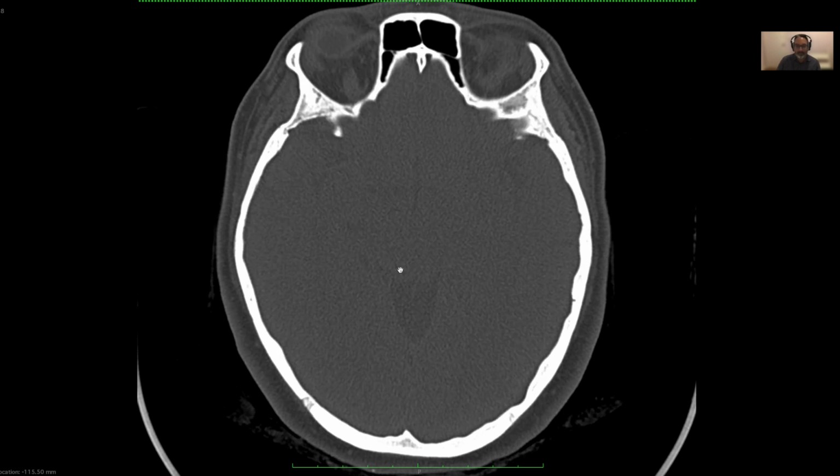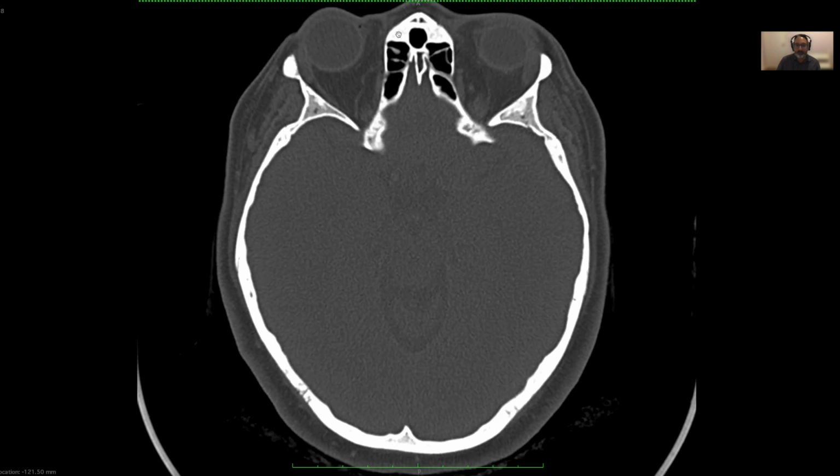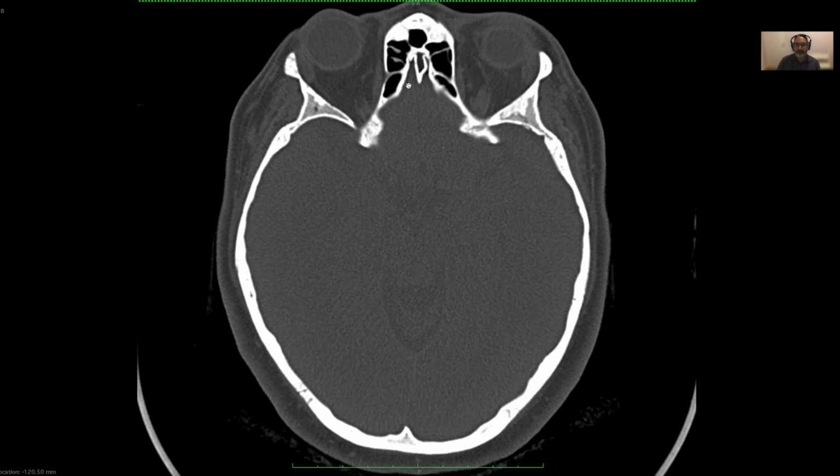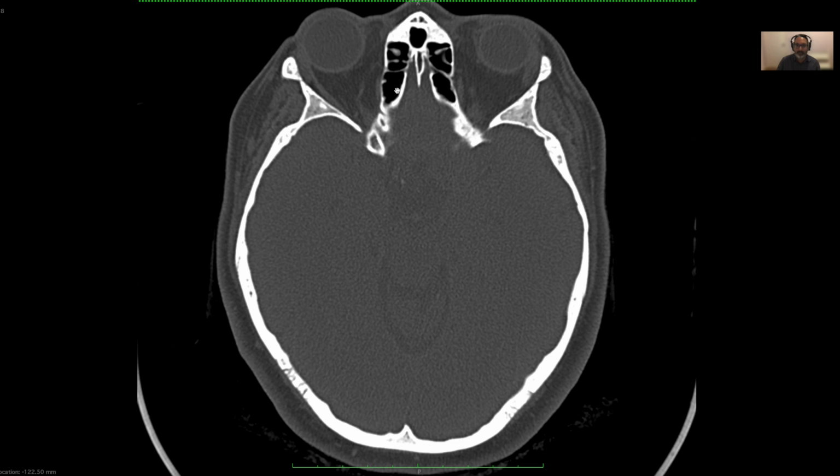But as you keep going inferiorly, you see sinuses pop up here. That's the frontal sinus. As they go down, now these sinuses are the ethmoidal air cells. And this is the cribriform plate. And that's the ethmoid bone. Here's the ethmoid bone. And you can see the orbits show up here.